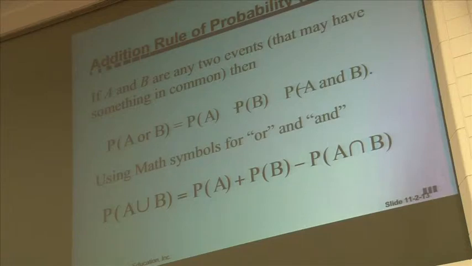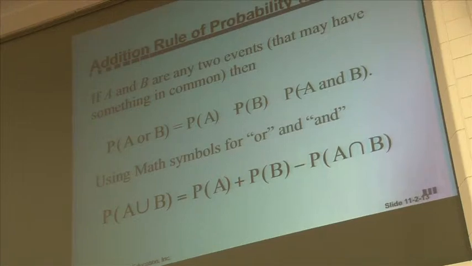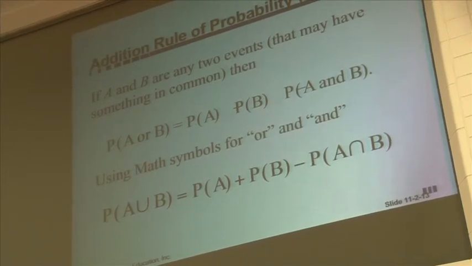Let's apply our addition rule. Say we have two events, A and B, and they could have something in common. So these are not necessarily mutually exclusive. You're not sure. So if they could have something in common, we have the following formula: P of A plus P of B minus P of A and B. So the probability of the first thing happening plus the probability of the second thing happening, minus the probability that they both happen. Minus the probability of the stuff they have in common.